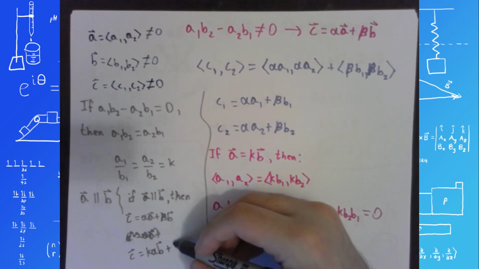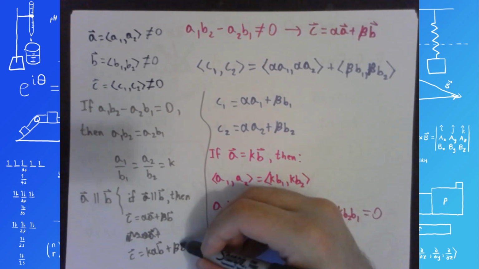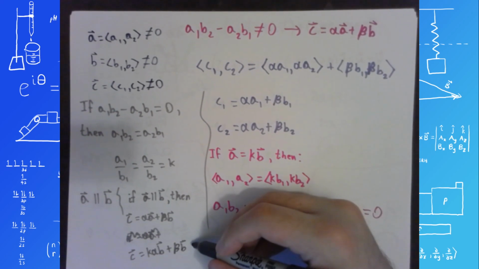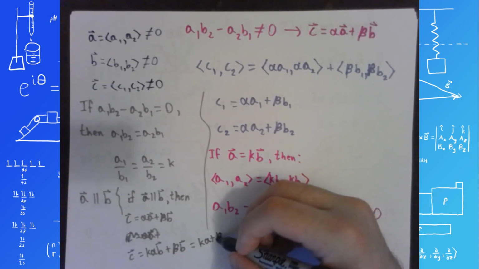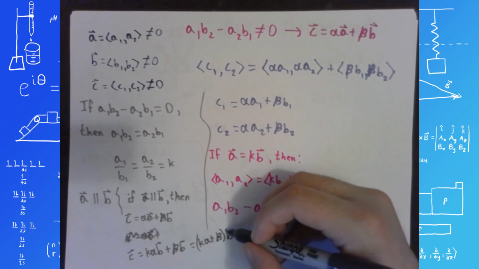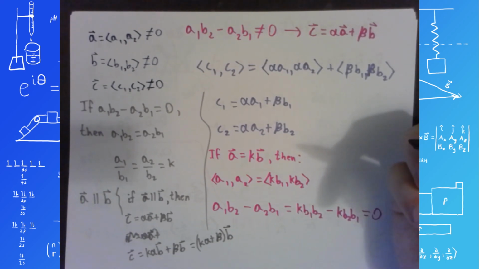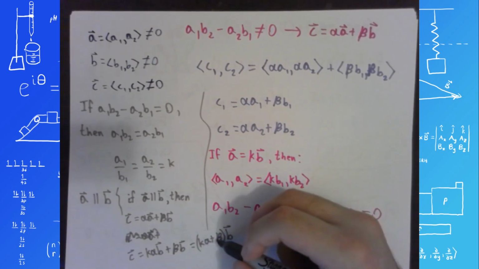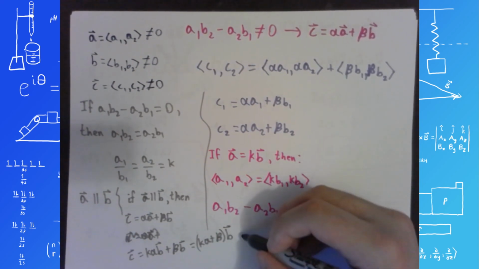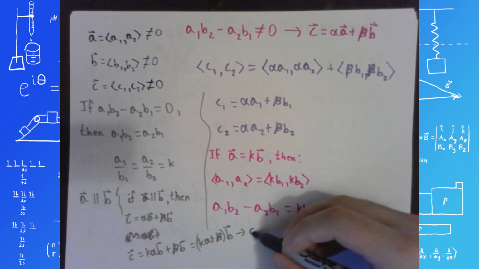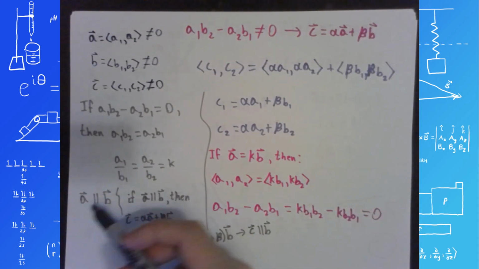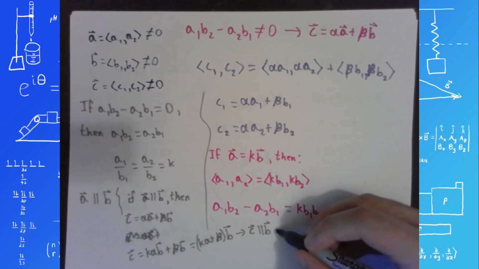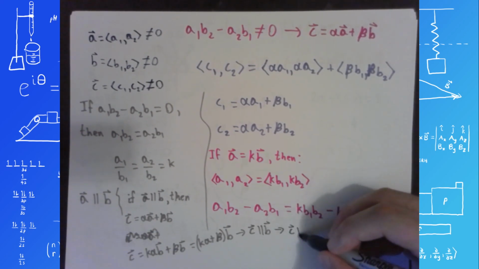plus beta times B, I don't even know where I'm going with this, equals K alpha plus beta all times B. K alpha plus beta, that's just a constant, so this would imply then that C is parallel to B. And if C is parallel to B and B is parallel to A, then C is parallel to A. So this implies that C is also parallel to A.